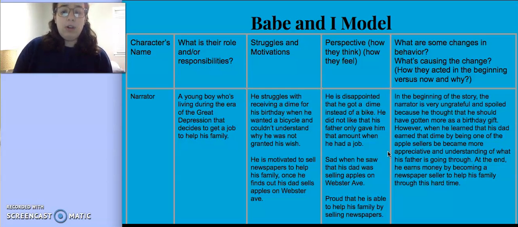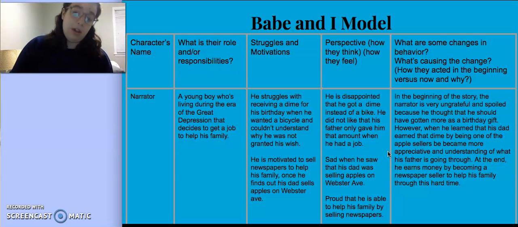So in the beginning of the story, our narrator is very ungrateful and spoiled because he was upset that he only got a dime and he wanted more as a birthday gift. However, when he learned that his dad earned that dime by being one of the apple sellers and not by having an actual job, another job that he thought he had, he definitely became more appreciative and understanding of what his father's going through. He definitely understood why he only got a dime for his birthday.